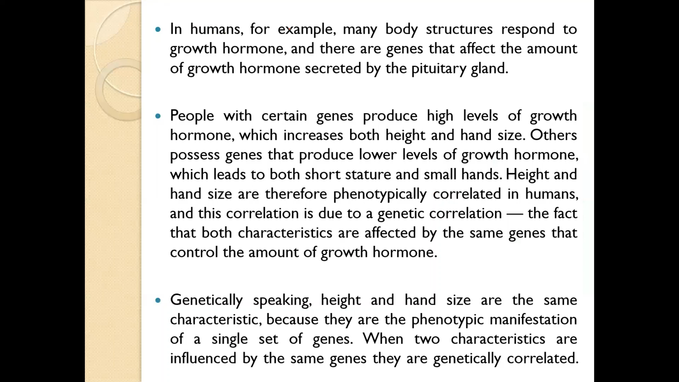In humans, for example, many body structures respond to growth hormone. Growth hormone is a very complex one. And there are genes that affect the amount of growth hormone secreted by the pituitary gland. People with certain genes produce high levels of growth hormone, which increases their height as well as their hand size. So height and hand size are a correlated pattern. Others possess genes that produce lower levels of growth hormone, which leads to both short stature and small hands. Height and hand size are therefore phenotypically correlated in humans.